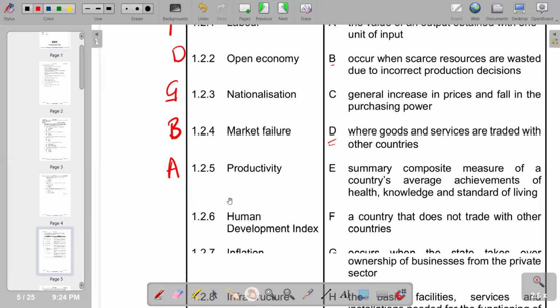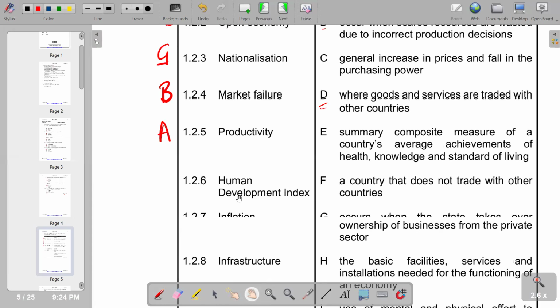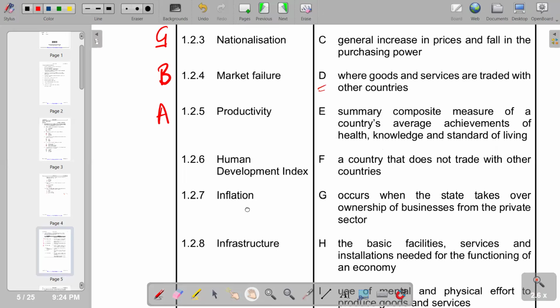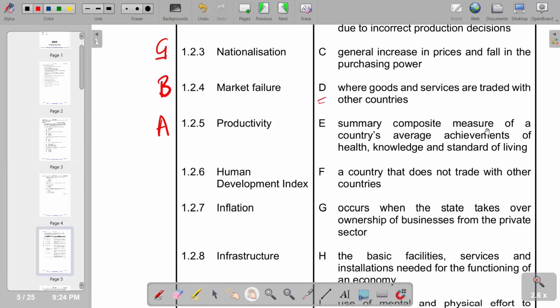Then on the next part, we've got the Human Development Index. The Human Development Index basically is a composite statistic that measures average achievements in a country's 3 basic dimensions of human development, which constitutes a long, healthy life, access to knowledge, and also a decent standard of living. If you go to E, summary composite measure of a country's average achievements of health, knowledge, and standard of living. So we have E.